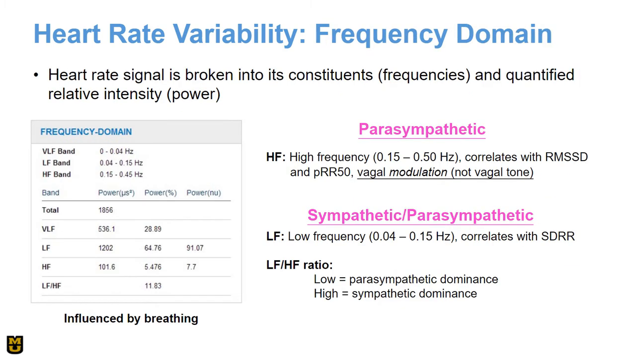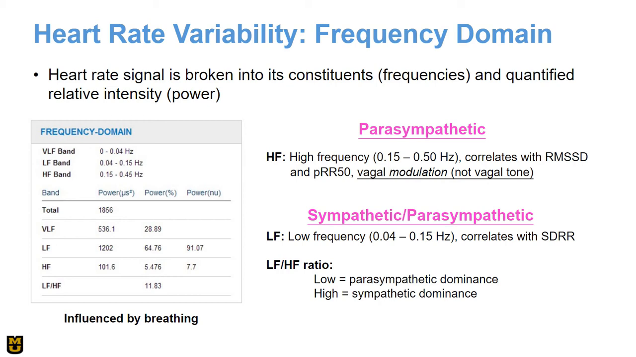Now, in the frequency domain, it's a little bit different, but the heart rate signal is broken into its constituents or its frequencies, and that's then quantified relative to intensity or power. And you can change these different frequency bands. So on the left here, you see the results of the frequency domain, and you see the low frequency band is 0.4 to 0.15 hertz. The program allows you to change that.